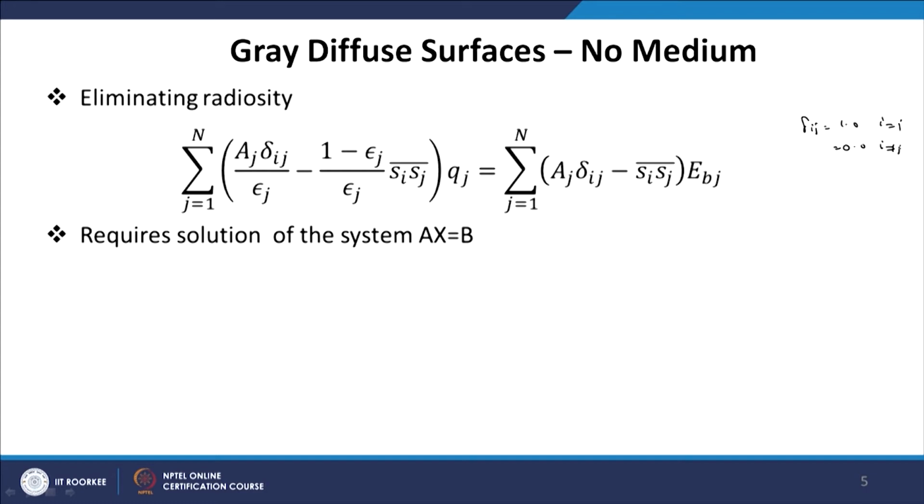So, in this way we have written our governing equation for radiative transfer between gray surfaces, and this gives you a system of equations which can be solved using any method for the solution of the linear system Ax equal to b. So, all these things we have discussed earlier. The only thing is we have recast our expression in terms of exchange areas rather than the view factor.